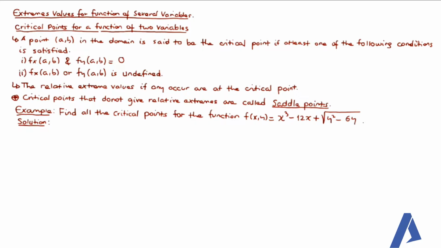Let's take functions of two variables. We have a point (a, b) in the domain. Then this point is said to be the critical point if at least one of the following conditions is satisfied. Both partial derivatives must be zero at the same time. ወይም ደግሞ one of the partial derivatives must be undefined. The relative extreme values, if any occur, are at the critical point.